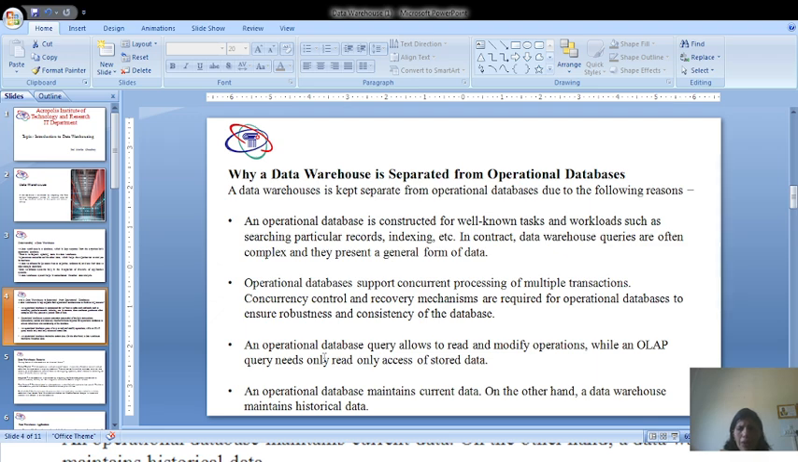An operational database query allows read and modify operations, while an OLAP query needs only read-only access to the stored data. Read only means historical data, we can't update that data, and the full form of OLAP is online analytical processing. An operational database maintains current data. On the other hand, data warehouse maintains the historical data.